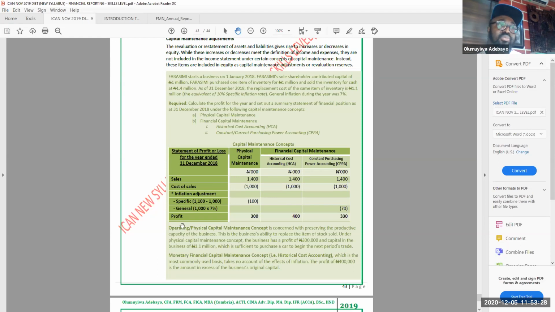Now, what is the solution? I will explain. Regardless of the concept, you sold your goods for how much? 1.4, and that's what you could see here. Okay, you sold it for what? 1.4. Okay.